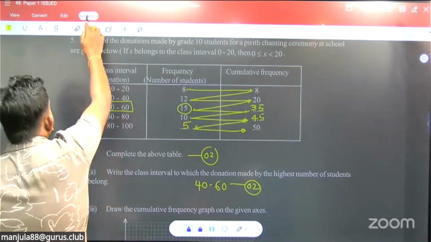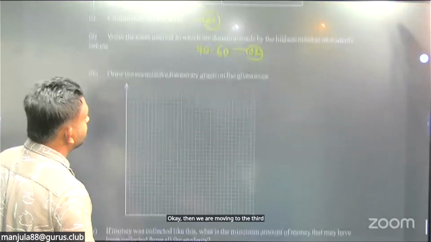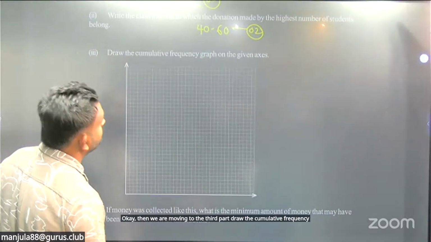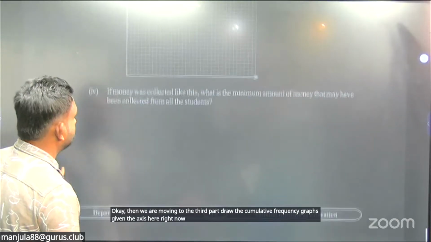Okay, then we are moving to the third part. Draw the cumulative frequency graphs given the axis here. Right, now check the cumulative frequency curve.